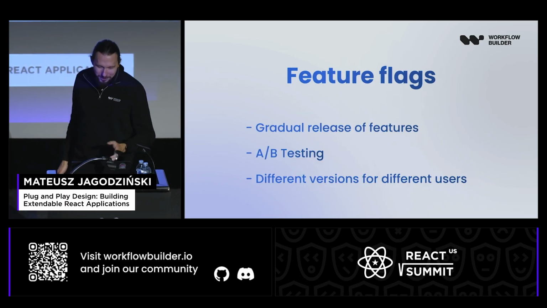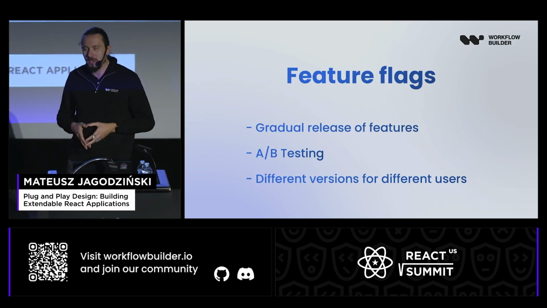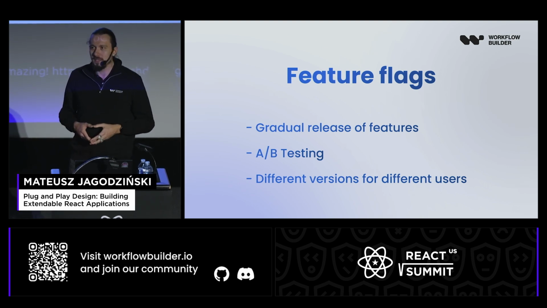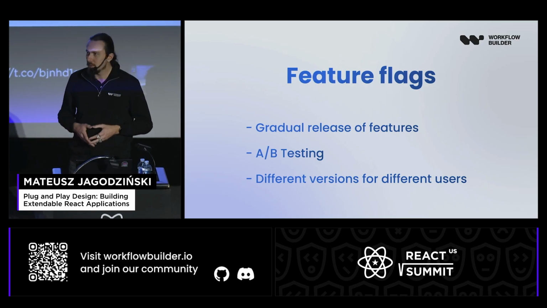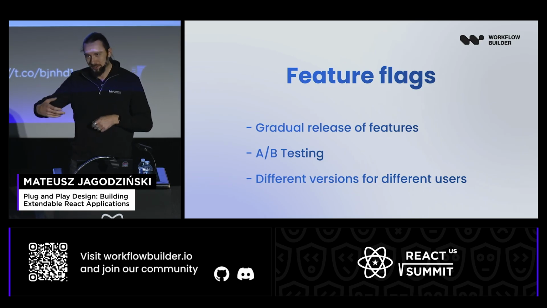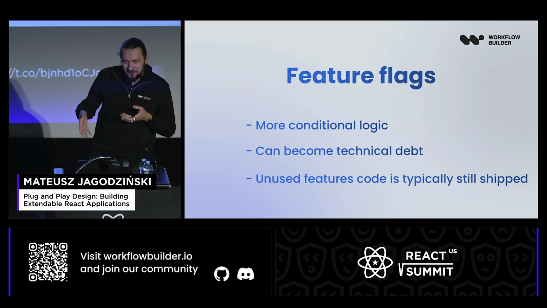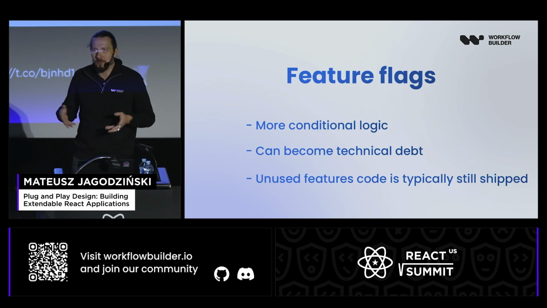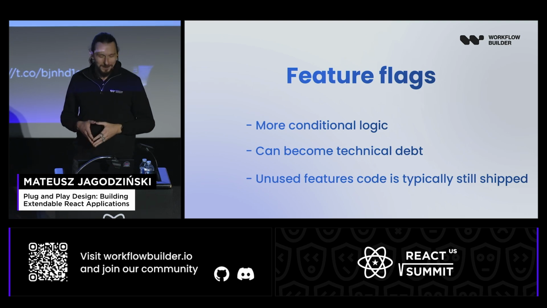So, feature flags. Why do we even use them? They are quite useful things. They allow us to do gradual release of features. They provide a way to do A/B testing, and I'll go into a little more detail in a moment. In our case, they allow us to prepare different versions of the same product for different clients, essentially. But feature flags in general can have some problems, so there is more conditional logic in our code, right? That's not that great, those if statements and so on.